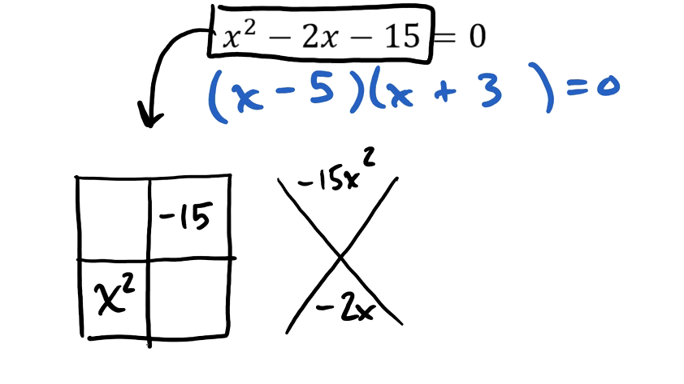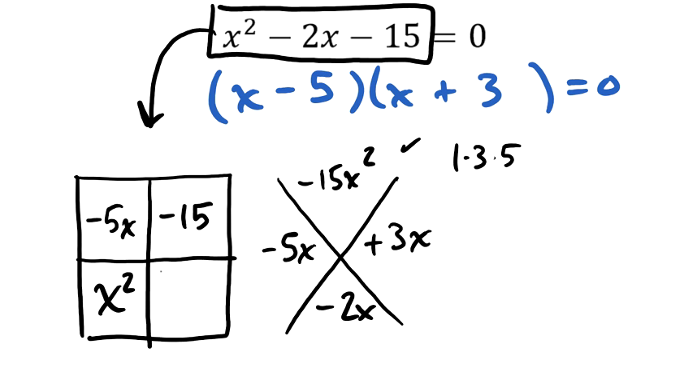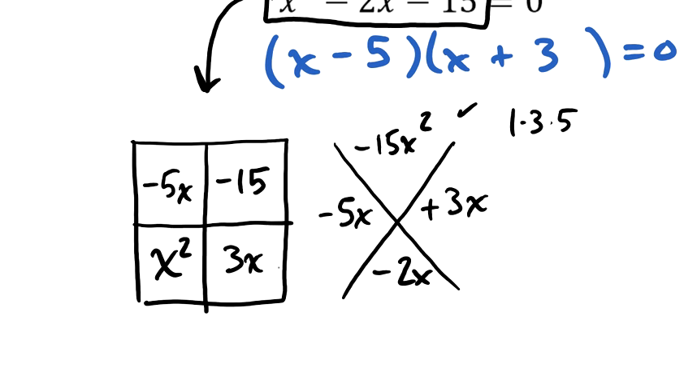And with negative 15x squared as the value that I'm starting with, I know that the factors of that I can play with are 1, a 3, and a 5. And I quickly settle on the fact that I'm going to have a negative 5x and a positive 3x. So if I write those here, negative 5x and a positive 3x, and again, it doesn't matter where I write those and which boxes I write those, I can quickly pull out the greatest common factor.